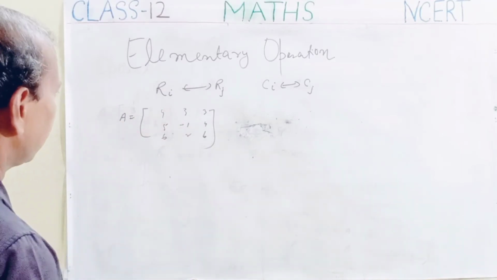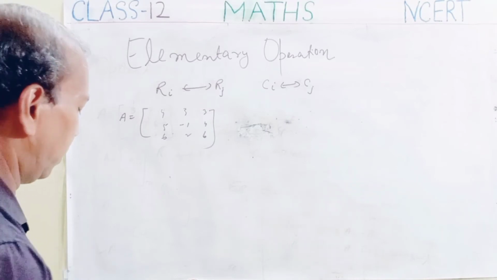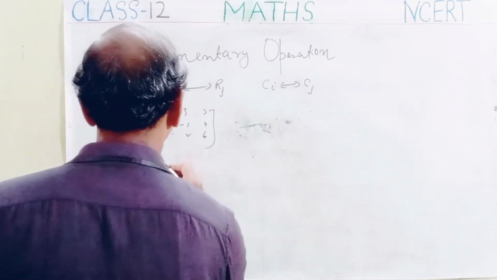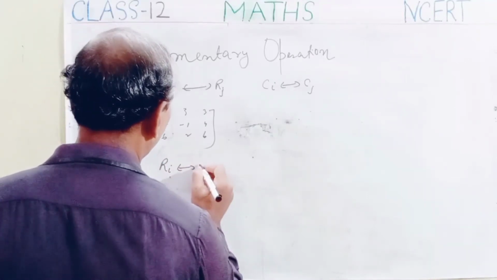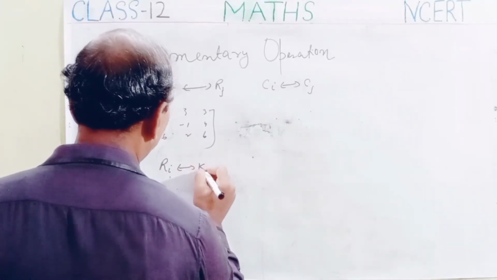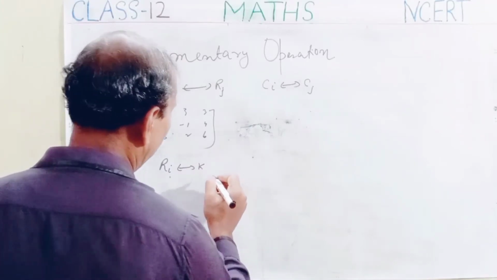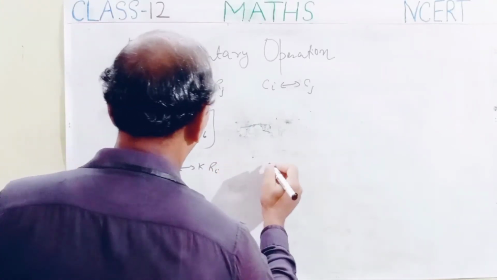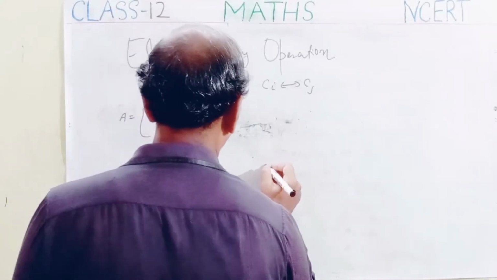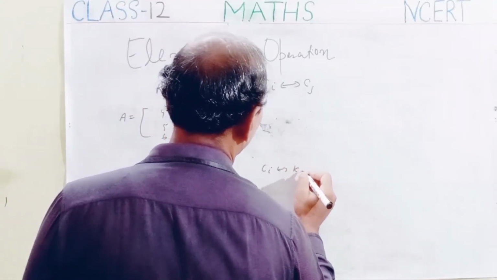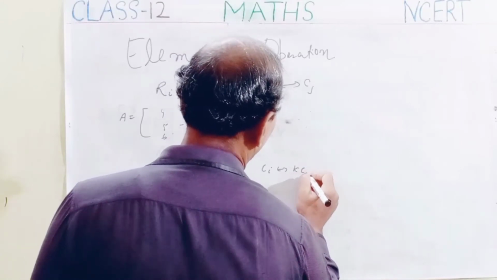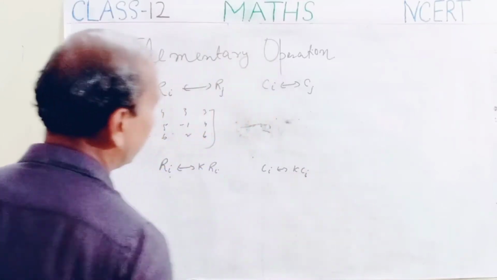And similarly, we have one more operation, that is you can change the ith row by multiplying it by k, that is ri becomes k times ri. Or for the column case, ci you can change into k times ci.